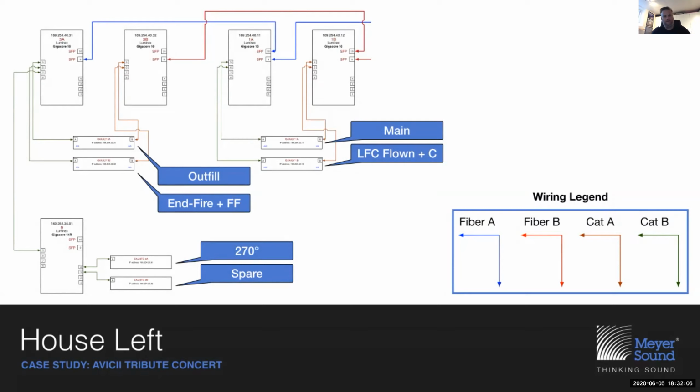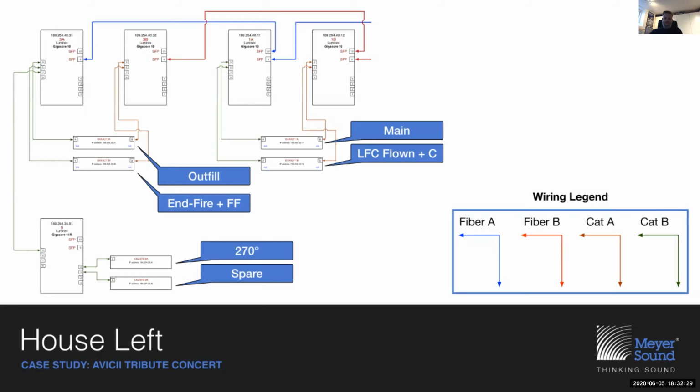And then you see the left bottom corner, you see the 270 hang that was running off a Callisto, and that was just connected to the A network for control of the Callisto. It got an audio feed from a galaxy nearby. So yeah, we need to remind ourselves that we're looking at data connections.